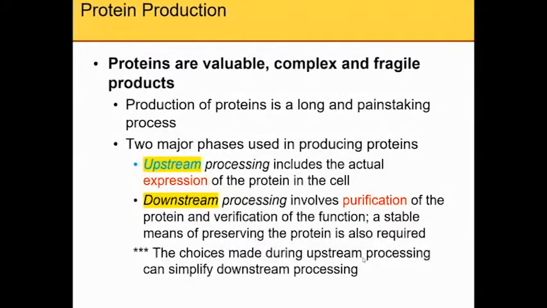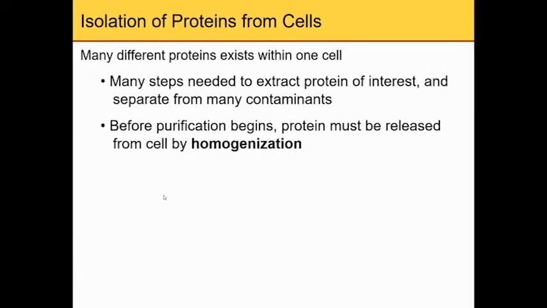And there are two major phases that can be used in producing the protein. The one is upstream, so you grow the cell, express the protein, and then you prepare the cell extract. And downstream, there will be purification of the protein, okay? And then to isolate the protein from the cell, you have many steps needed to extract the protein from the cell and to separate it from the contaminants.